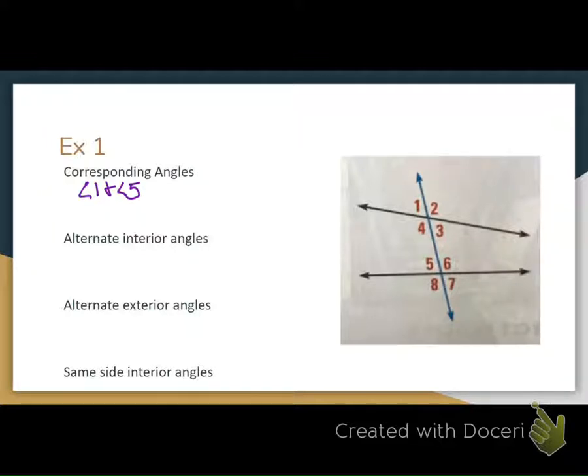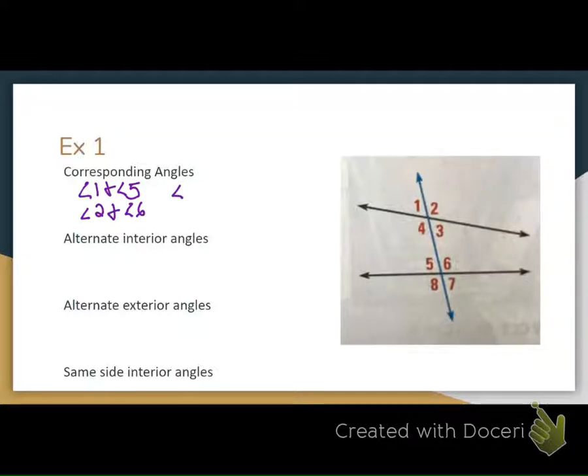Okay, so then we're going to go over here. Can you tell me one that is corresponding? Would you like me to assist on the first part of it? Okay, so we have angle 2. Angle 2 is above and to the right. On this line down here, which one is above and to the right? Okay, let's go here.